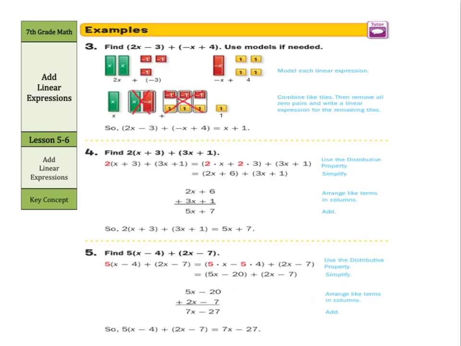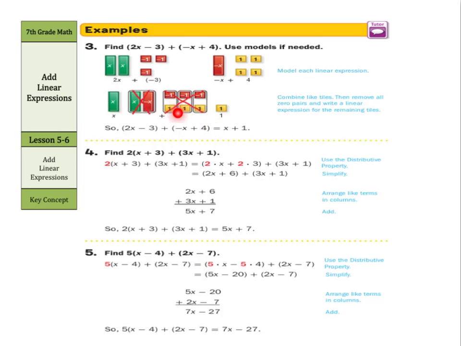So our example here, 2x minus 3 plus negative x plus 4, and this is where we talk about zero pairs. So we have our 2x and then our negative 3, and we have our negative x and our plus 4. And notice they put the negatives in red here. And we have our 2x's and our negative x, and positive x and the negative x cancel. So you're just left with 1x.